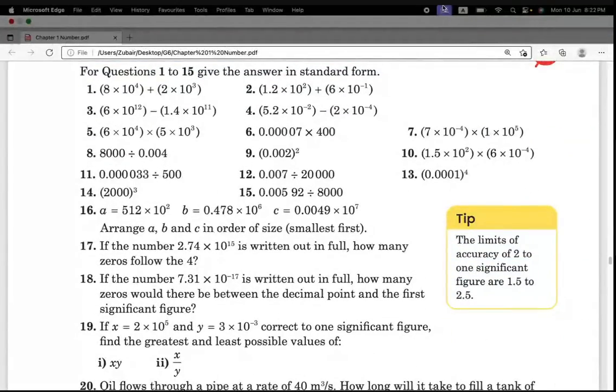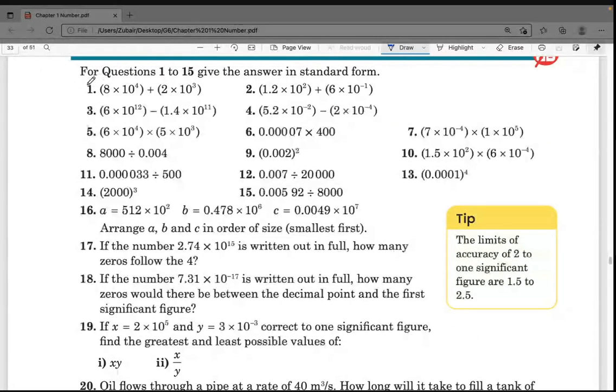Practice questions. For question 1 to 15, give the answer in standard form. So this is basically addition. It's very easy with the calculator. Can you just quickly do it without calculator?